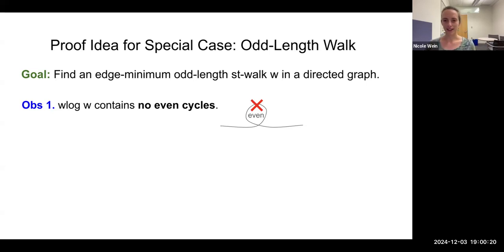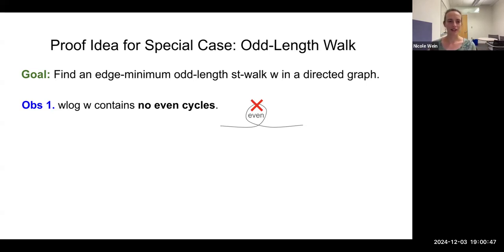Now, let me be clear here on what I mean by remove an even cycle. I'm not necessarily saying that I'm removing all of those individual edges from our solution walk W, because those individual edges could be revisited by other parts of the walk. I'm just saying that we're taking that sub-walk that consists of an even length cycle and we're deleting that sub-walk. And we can do that without loss of generality.